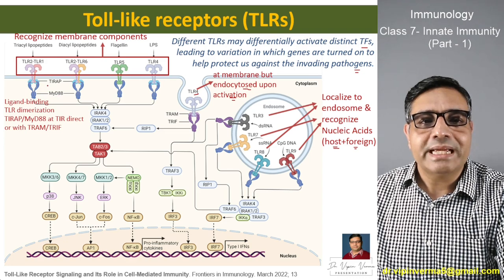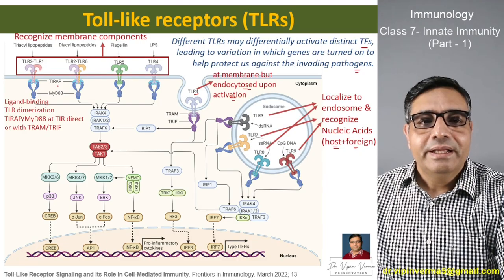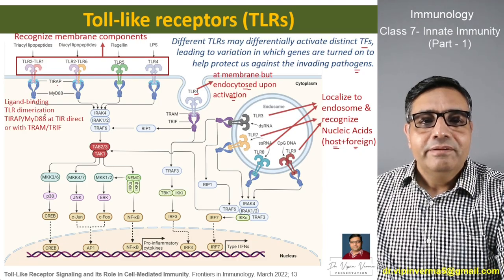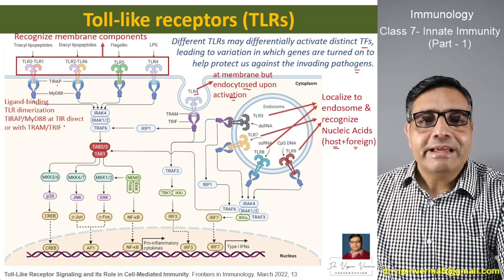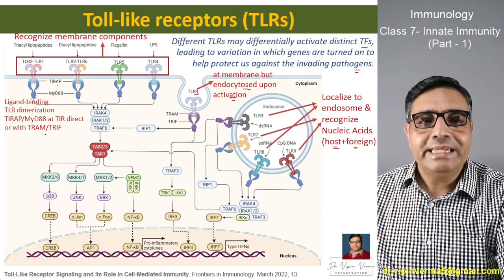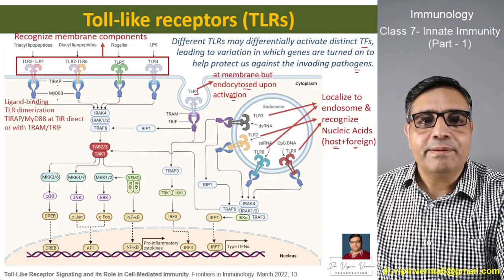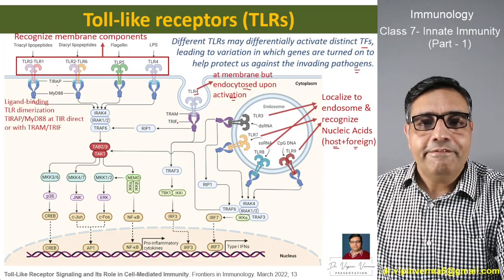So here you can see the TIR domain, and then there is a recruitment of these two proteins with TRAM or TRIF. Okay, either direct or TRAM or TRIF. So here you can see this is the direct TIRAP MyD88, but here it is with TRAM or TRIF.